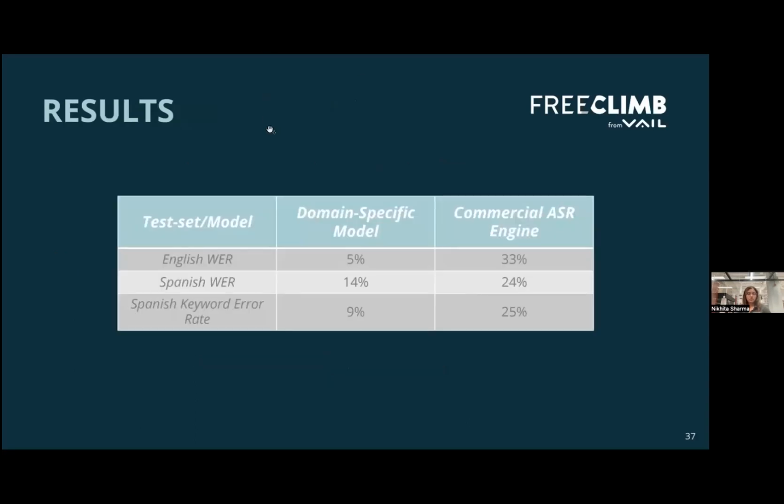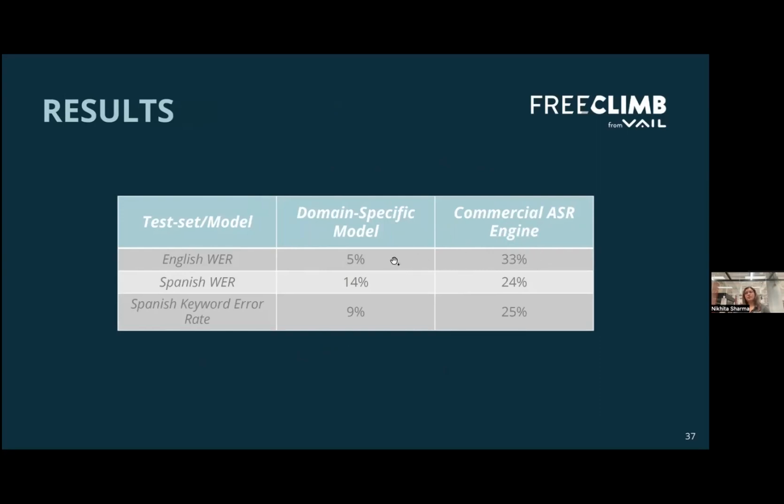Here we show some of the results from the models that we trained. So this is for a specific domain. We have both English and Spanish models. And you can see here there is a domain-specific model as well as a commercial ASR engine. So for our English model, we saw word error rate as low as 5%, whereas with the commercial ASR engine, for this particular domain, the word error rate was 33%. So you can see that is a huge difference.